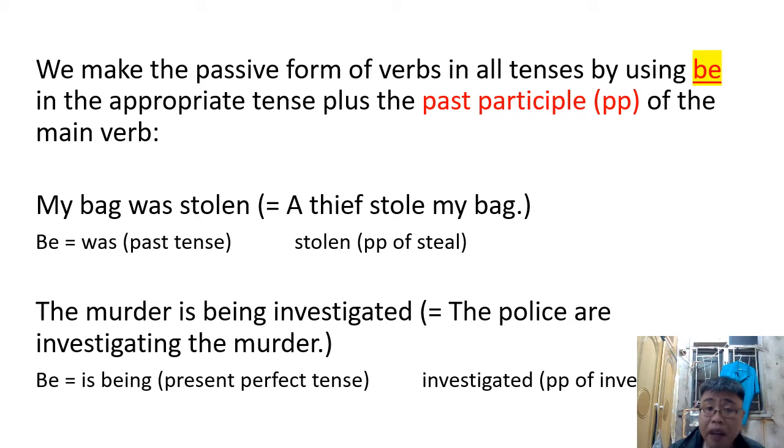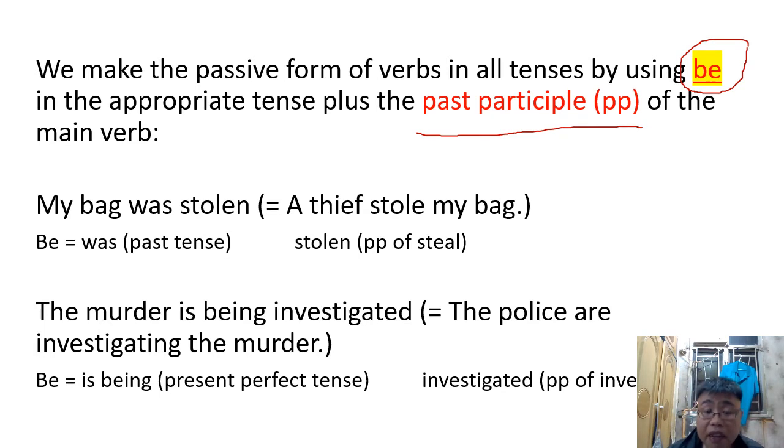We make the passive form of verbs in all tenses by using be. In the present tense, be can be is, am, are. And in the past tense, there are two forms of be, was and were. And after the verb to be, we put the past participle of the main verb.